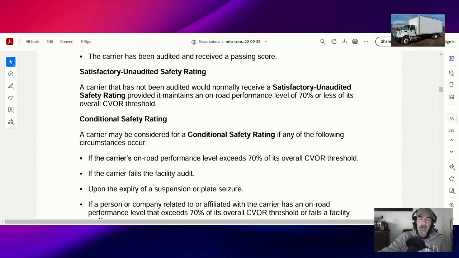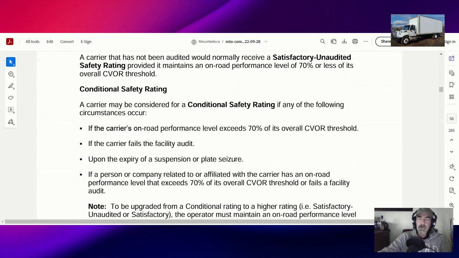Satisfactory unaudited safety rating. A carrier that has not been audited would normally receive a satisfactory unaudited safety rating, provided it maintains an on-road performance level of 70% or less of its overall CVOR threshold.